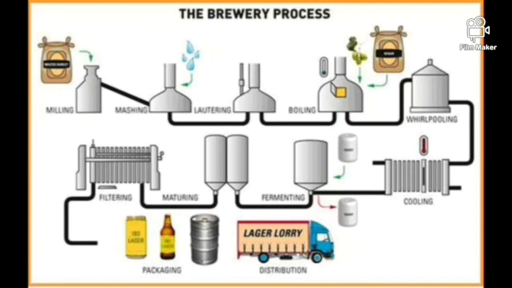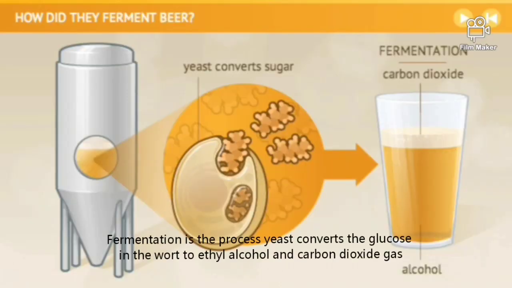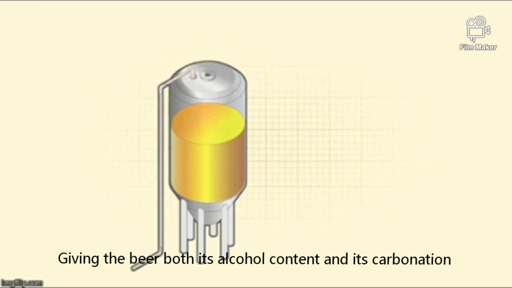Hello everyone, now we move on to the fermentation process. Well, basically, fermentation is the process by which yeast converts the glucose in the wort to ethyl alcohol and carbon dioxide gas, which gives the beer both its alcohol content and its carbonation.